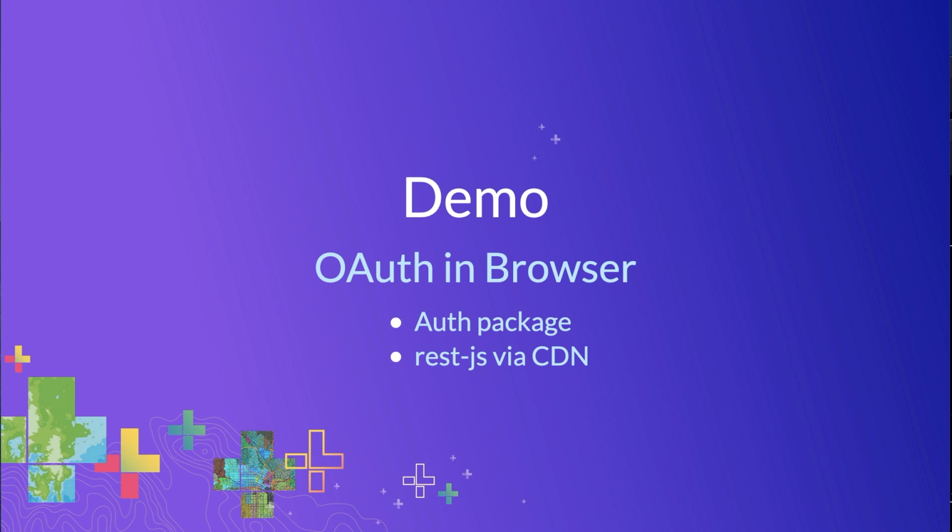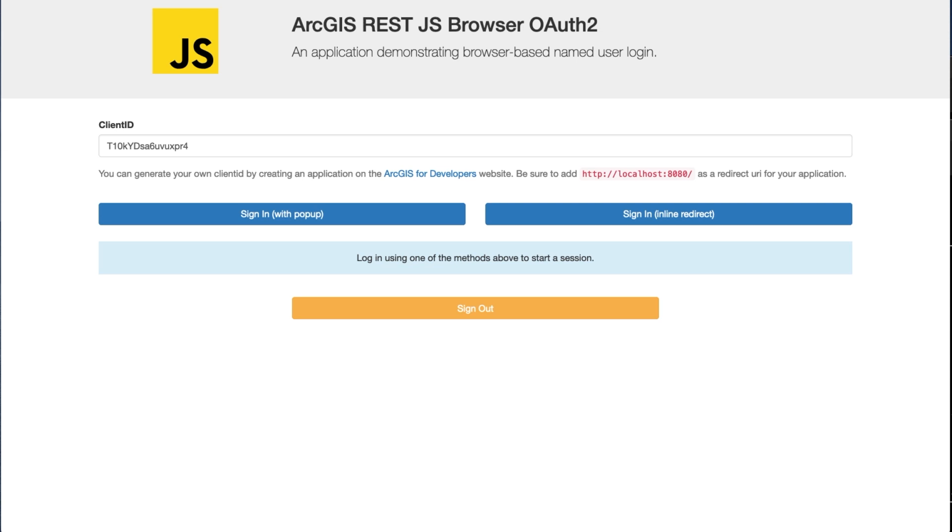And the first demo we're going to dig into is using OAuth 2 in a browser using REST.js, REST.js's auth package. So this is a vanilla JavaScript and REST.js implementation of this pattern. And the first thing we're going to do is just demo the application itself.